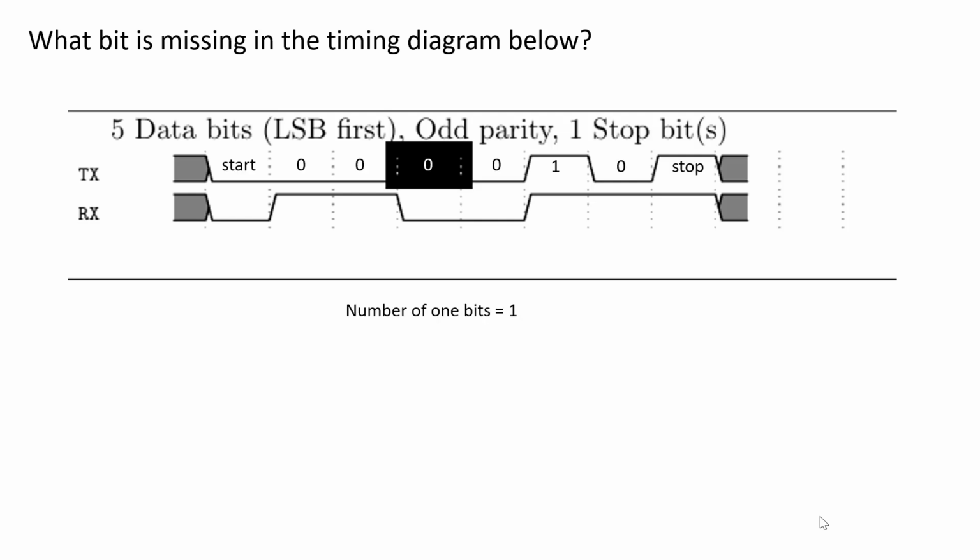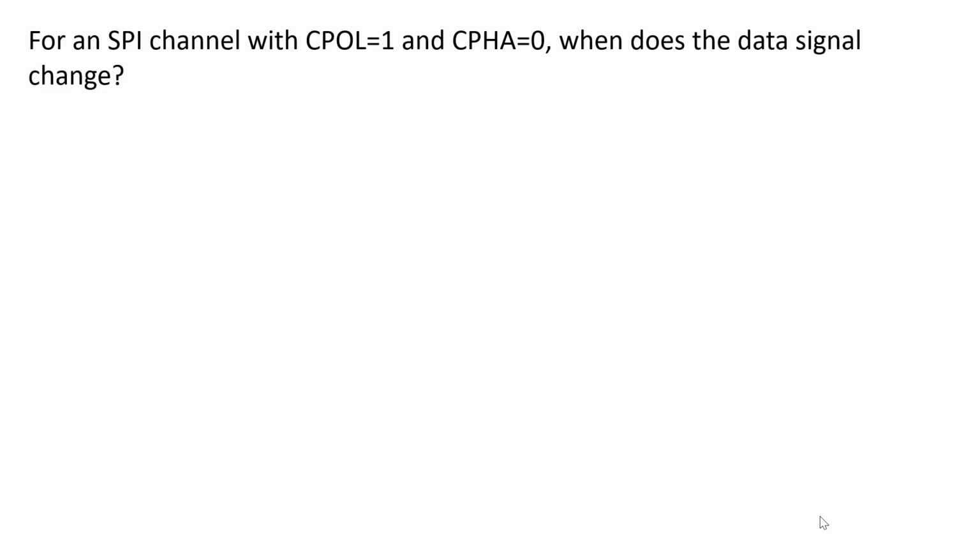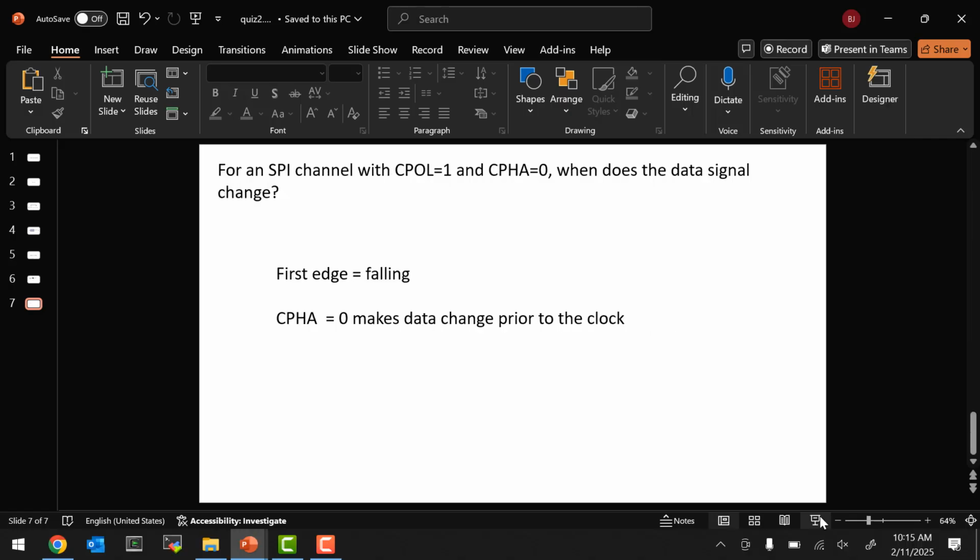All right. And then for an SPI channel with CPOL equals 1 and CPHA equals 0, when does the data signal change? CPOL means that we start out high, so the first clock edge is a falling clock edge. And CPHA 0 means that we read starting on the first clock edge, so falling. Right? Okay, that's it. Any questions?